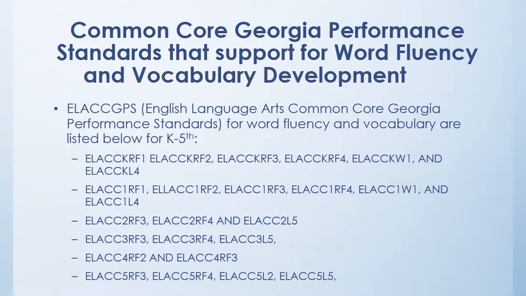Common Core Georgia Performance Standards support word fluency and vocabulary development. K through 5th grade students must demonstrate reading foundations. Students must demonstrate understanding of organization and basic features of print. Students must comprehend phonological awareness, or the understanding of spoken words, syllables and phonemes or sounds, and phonics and word recognition, such as decoding words, spelling, sound, and fluency. Students must read with sufficient accuracy and automaticity in order to read with fluency.